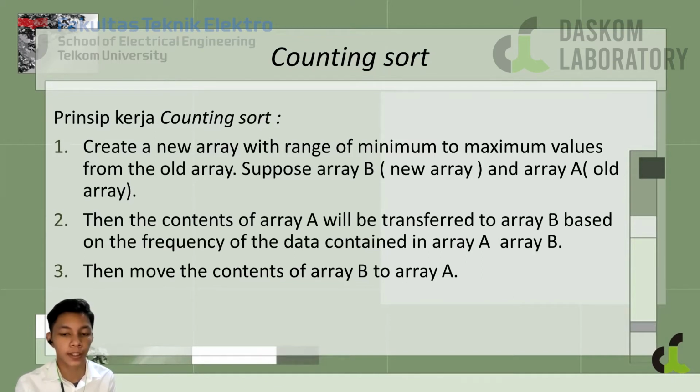There are three principles of counting sort. First one is we create a new array with a range of minimum to maximum value from the old array. Suppose array B is the new array and array A is the old array. Next, the content of array A will be transferred to array B based on the frequency of data content in array A. And last, move the content of array B to array A.